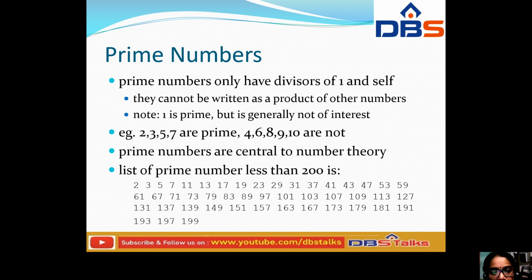So we can say prime numbers are central to number theory. These are the prime numbers less than 200. For infinity we can't list them, but for less than 200, these are the prime numbers: 2, 3, 5, 7, 11, 13, and so on. Go to the next slide.